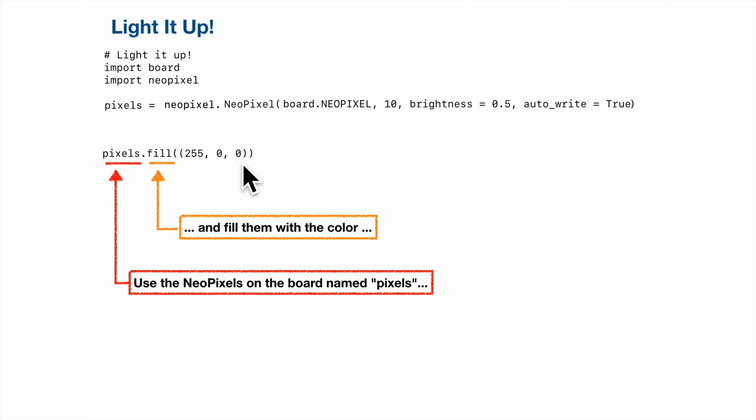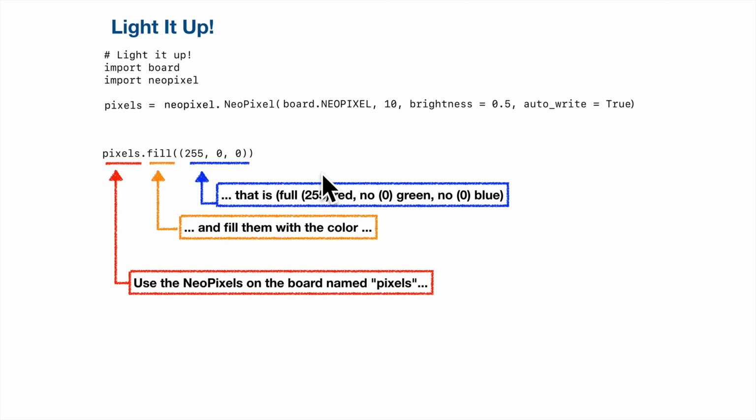Inside the parentheses, we see another set of parentheses with 3 numbers. Those 3 numbers represent red, green, and blue. And by mixing the colors red, green, and blue, we can produce just about any color in the spectrum. So no color is 0. 255 means as much of that color as possible. So what we're showing here is since the first value is red, 255 means fully red. 0 and 0 means nothing for green and nothing for blue. So when we press on the save button after typing this line, this code is going to execute. All 10 lights are going to be filled with the color red.